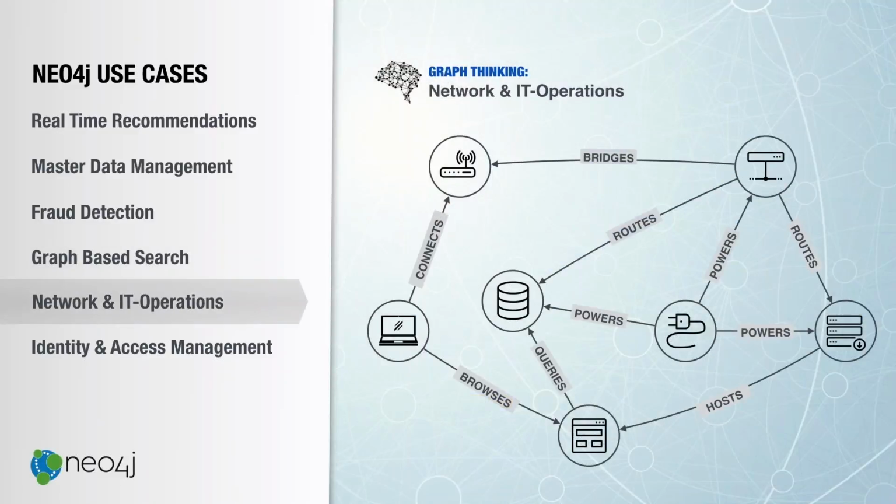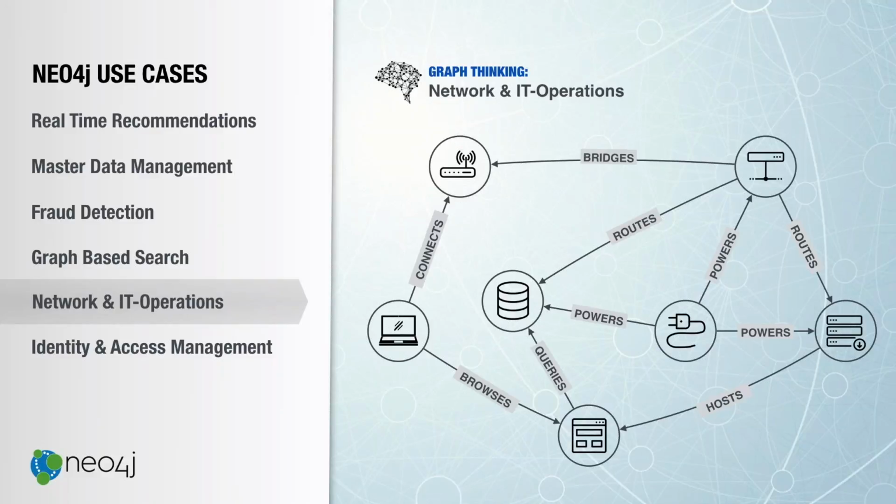Network and IT operations. Well, networks are naturally graphs. That's an important thing to remember. And so anything in the world that you think of as a network is naturally represented as a graph. So in this case here, we have how machines are connected to other machines, how machines have dependencies on other things. So we have particular circuits that power certain machines and routers, etc.